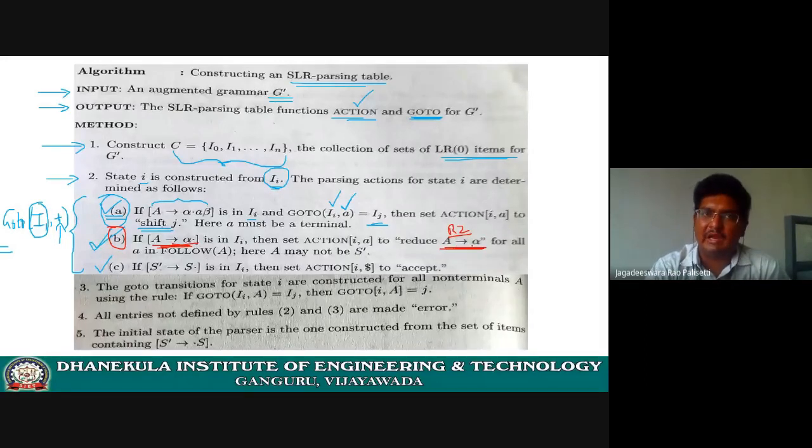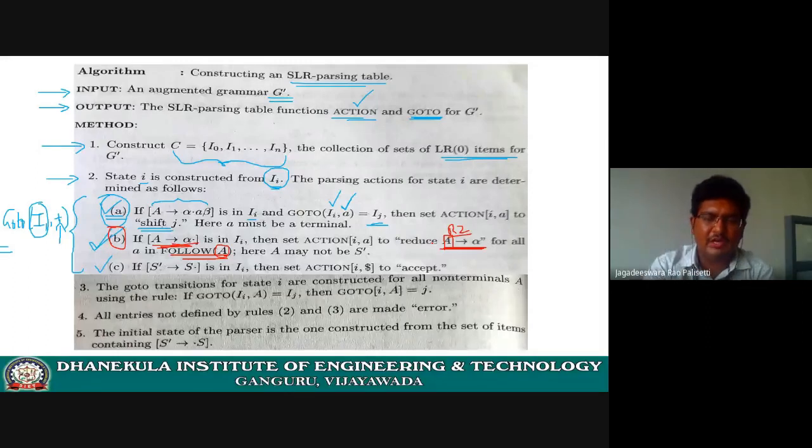Reduce A tends to alpha for all small a in follow of capital A. Okay, so what is this capital A? This capital A is nothing but the LHS, the non-terminal we have at the LHS of the production. For that non-terminal, compute the follow function. Whatever three or four terminals the follow function gives, in those respective columns only we have to write R2.